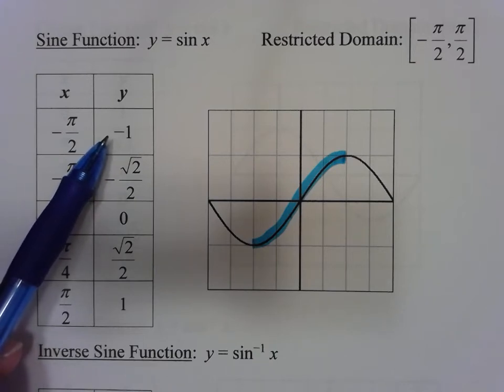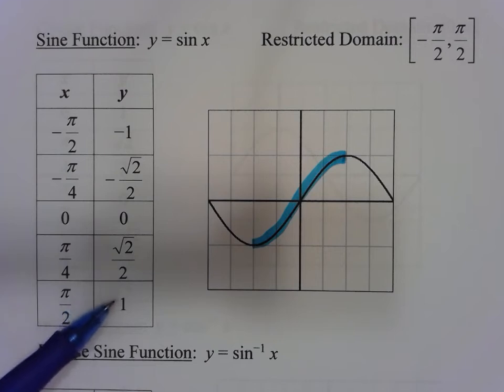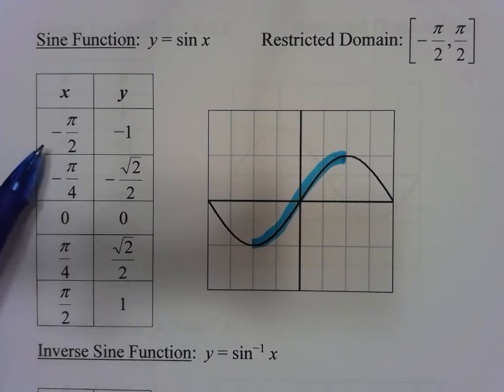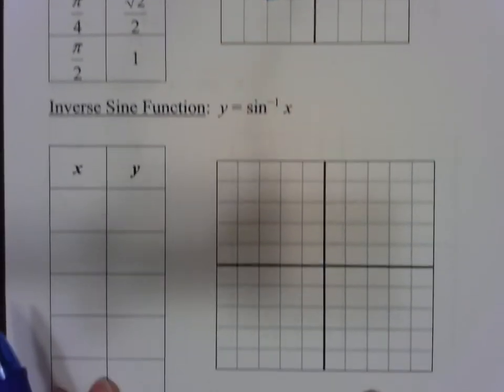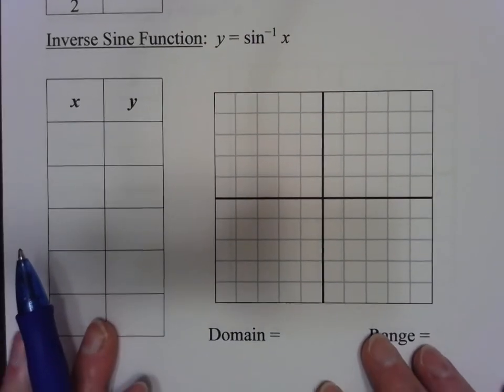A real number, somewhere between -1 and 1. And when I put that into the inverse sine function, I get out of it the angle, either in radians or degrees. Right now we're going to work in radians. Basically the points that I have for the regular sine function are going to be reversed when I go to make the graph for the inverse sine.